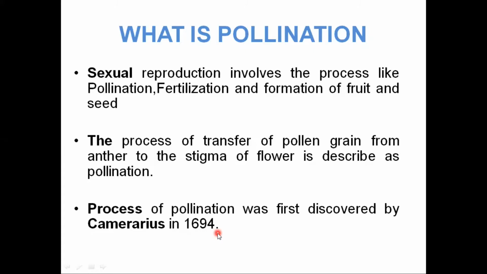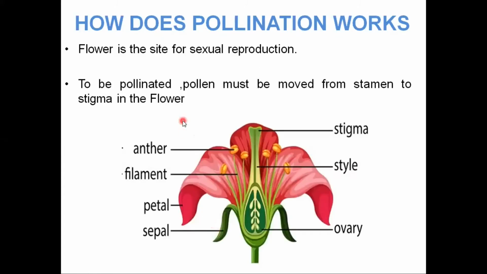Now, how does pollination work? As we know, the flower is the site of sexual reproduction, so the pollination process also occurs on the flower. To be pollinated, pollen must be moved from the stamen to the stigma in the flower. This is the male reproductive part, the filament and anther. This is the female reproductive part, the ovary, style and stigma, which is in the carpel.